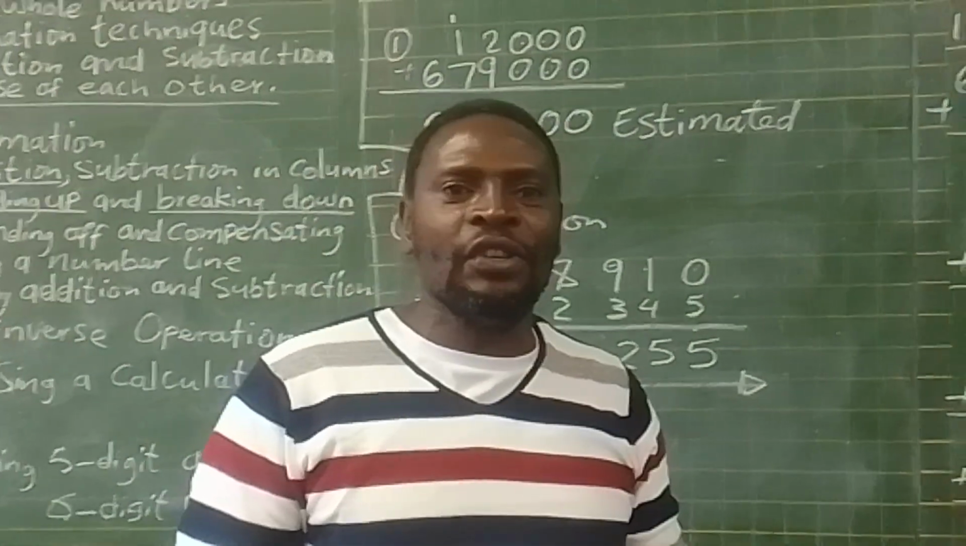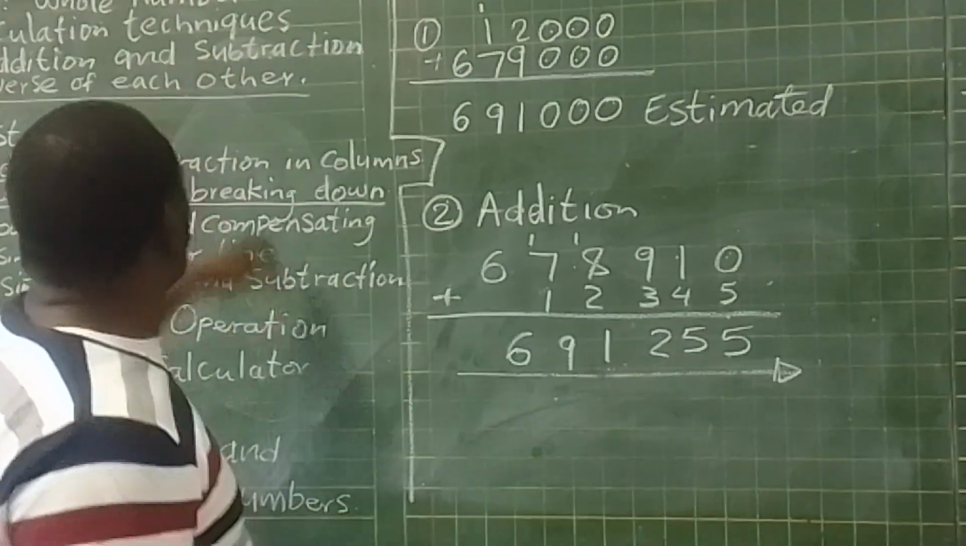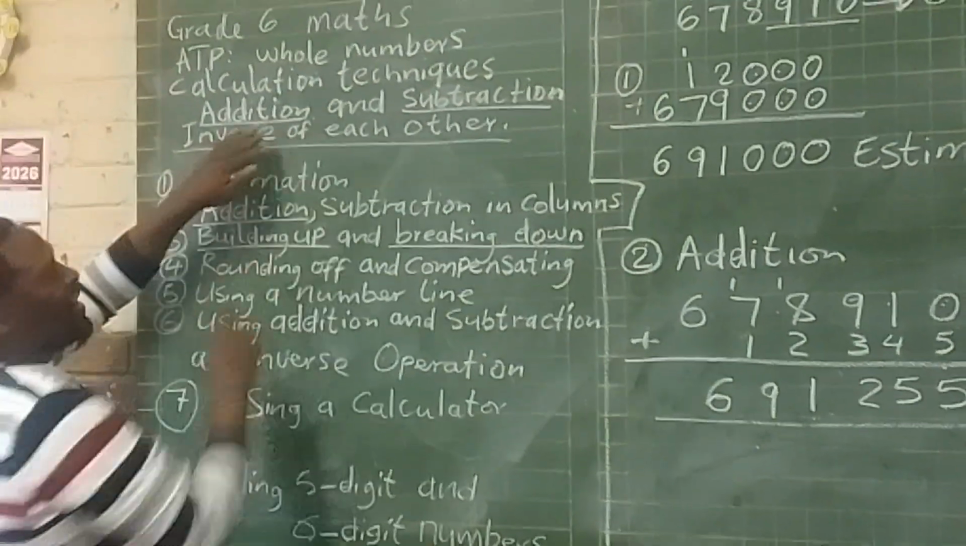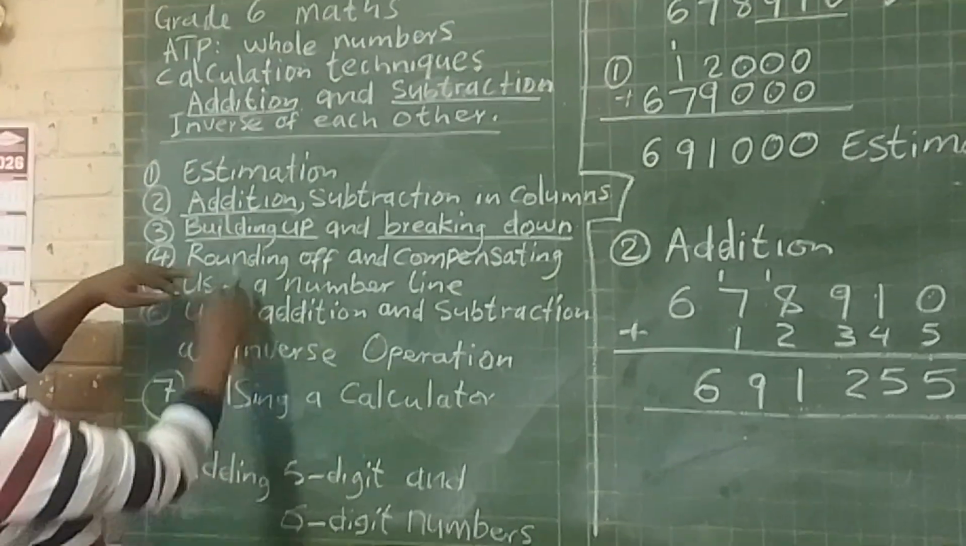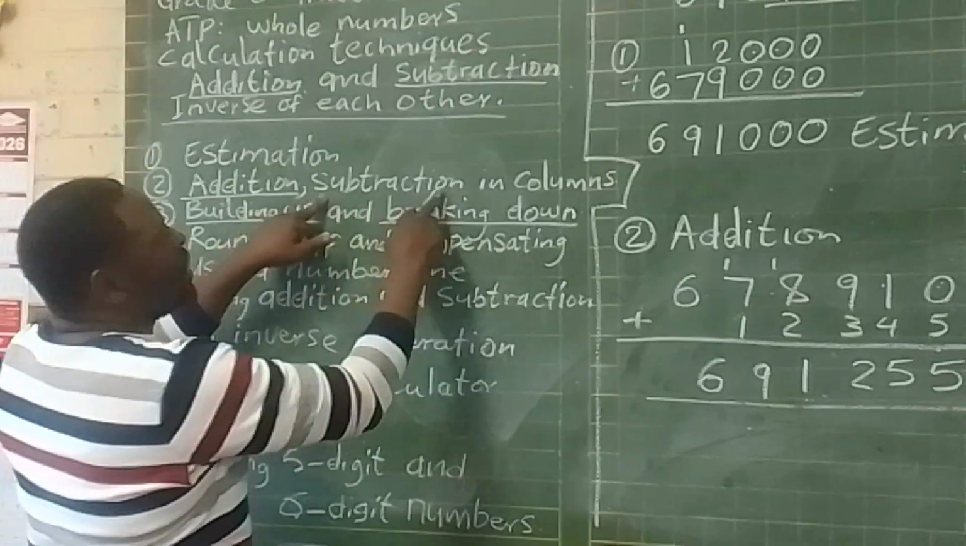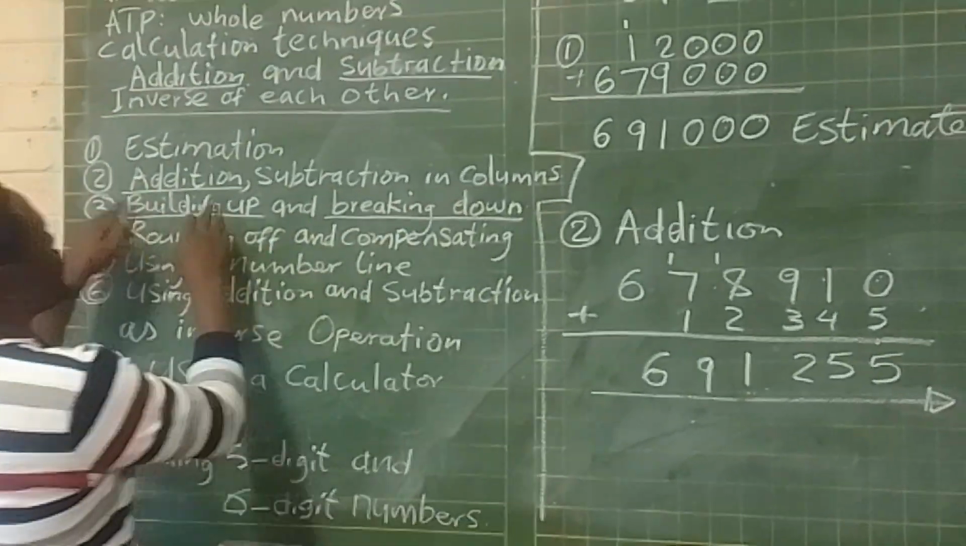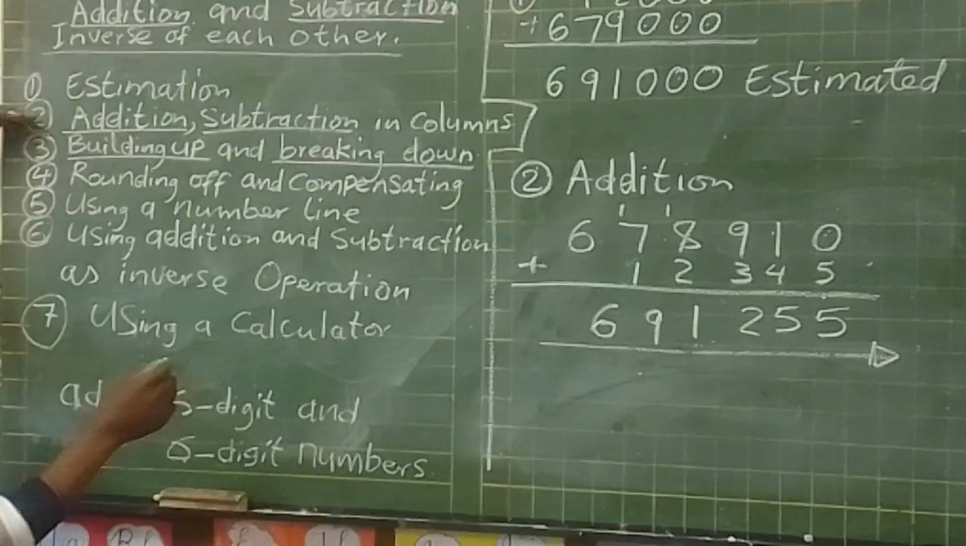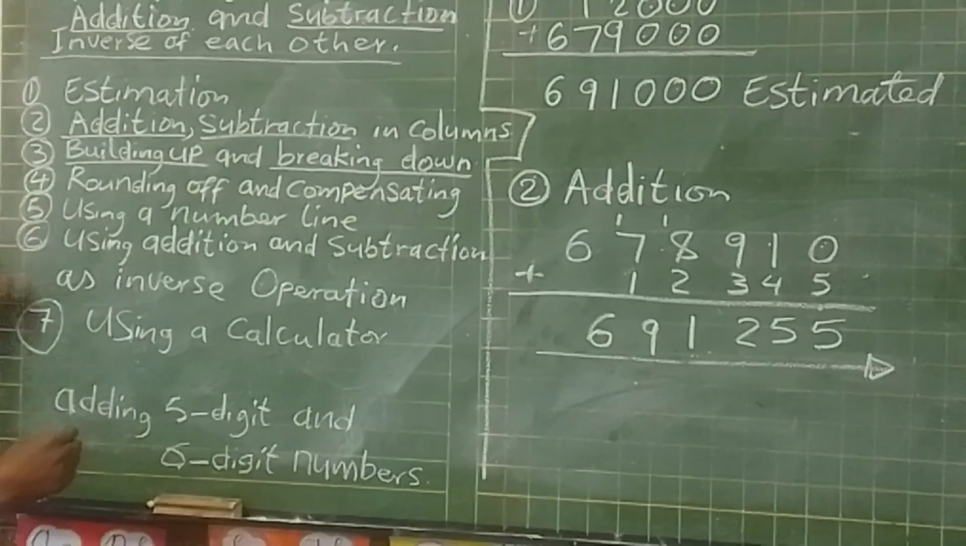Then we are going to do the subtraction in the next video. Because we're doing what? Addition. As it says here, you have addition or subtraction in columns. We're doing addition in columns. We're coming for subtraction, doing 1, 2, 3, 4, 5, 6, and 7.